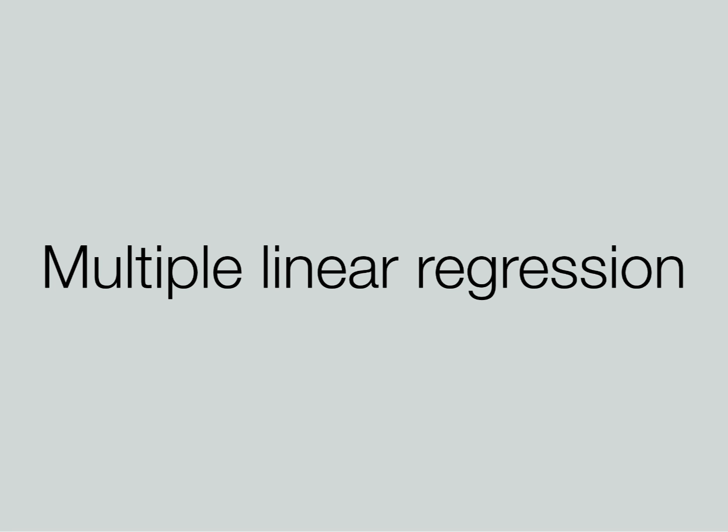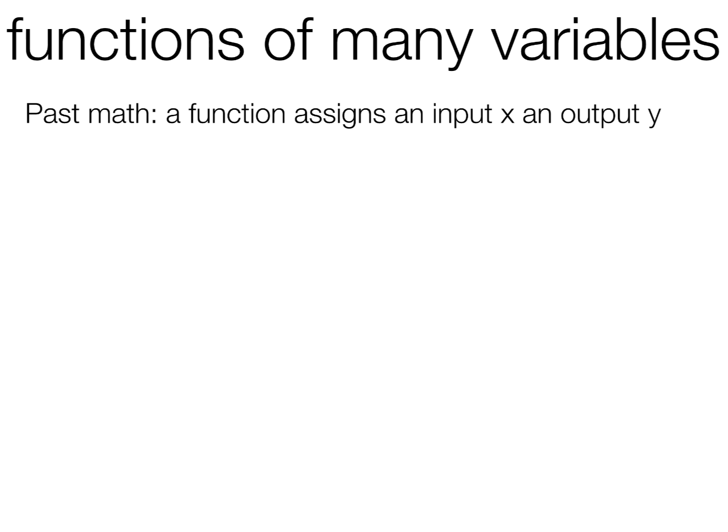In this video, we'll discuss multiple linear regression. To start, we're going to need to talk about functions of several variables. From past math, we know that a function just assigns an input x to an output y. Usually we write this as f of x equals y, or x with that arrow to y. We actually say that x is mapped by f to y.